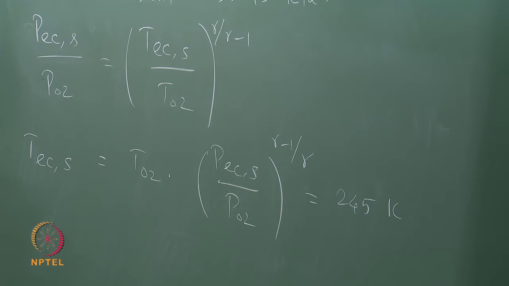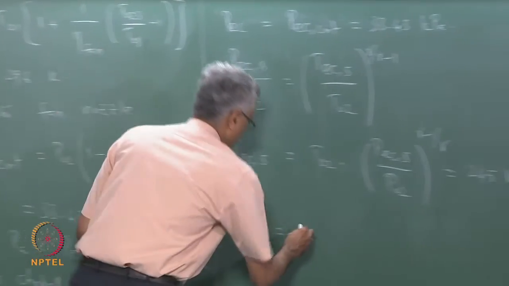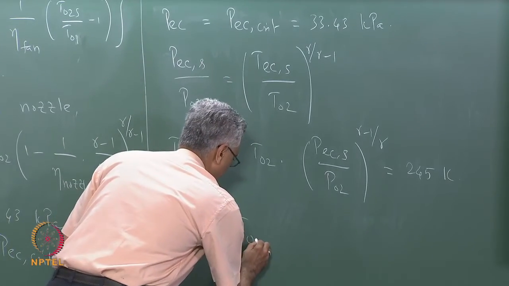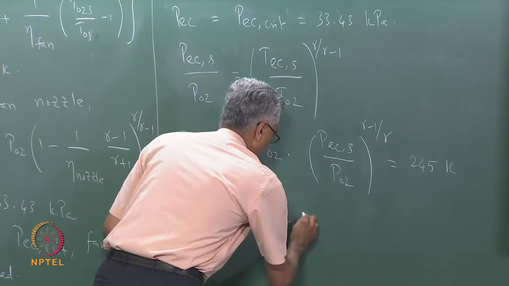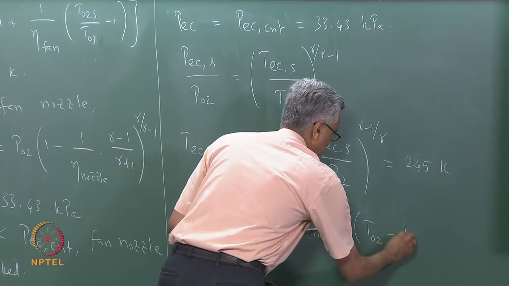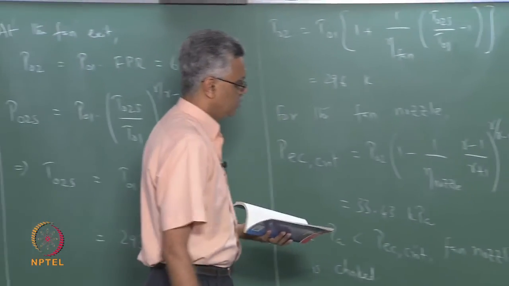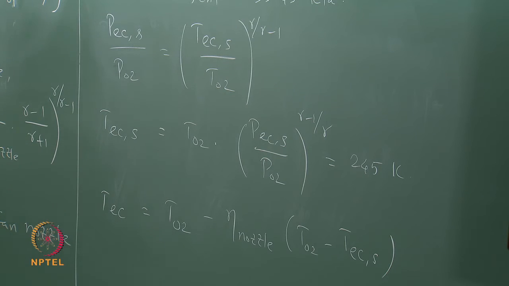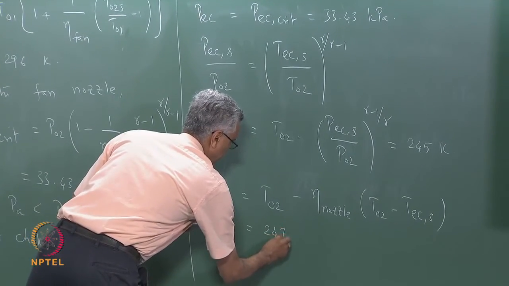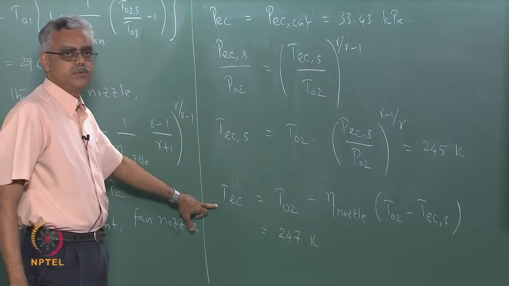Now the actual exit static temperature TEC can be calculated from the definition of the isentropic efficiency of the nozzle this way. So this is equal to T02 minus eta nozzle times (T02 minus TECS). So this gives me the actual static temperature at the exit of the cold nozzle. Substitute the numbers, we get this to be 247 Kelvin.